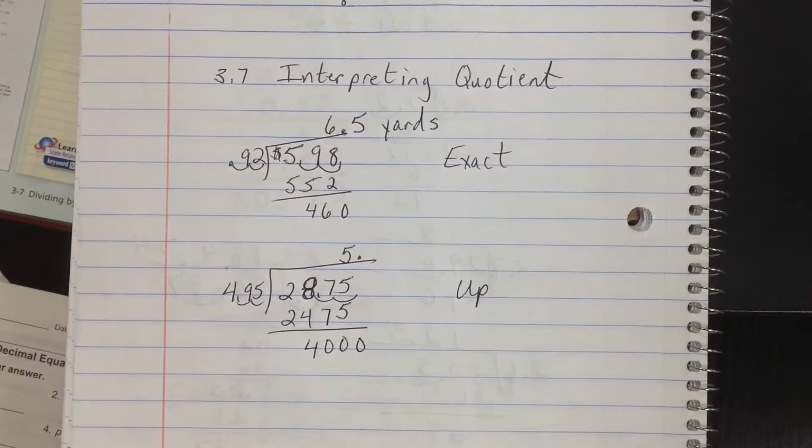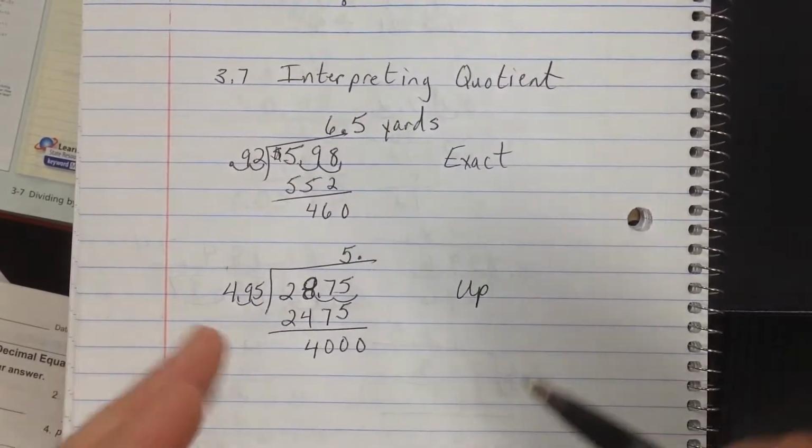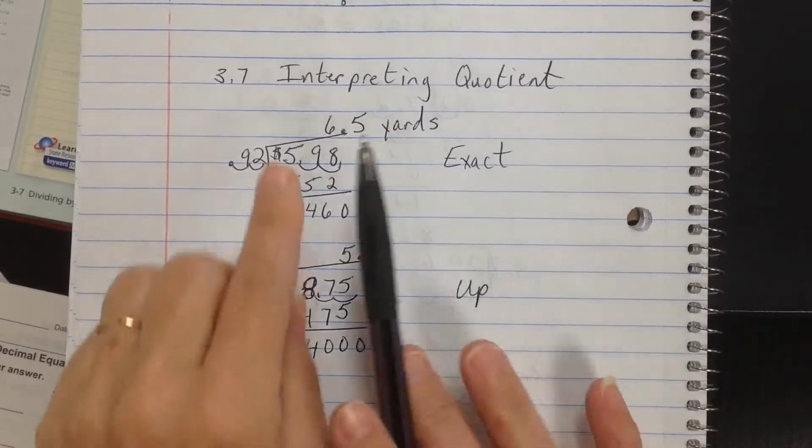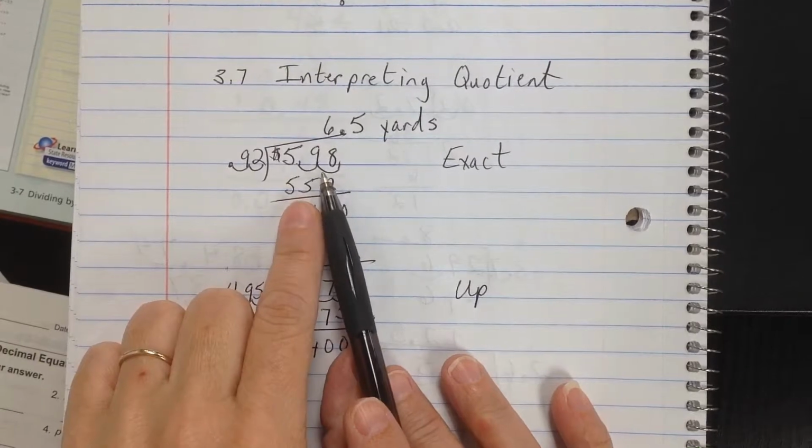Section 3.7 is titled Interpreting Quotients. I'm not going to show you how to divide again, but I want to show you the three things that can happen. For this first question, let me narrate the scenario for you.